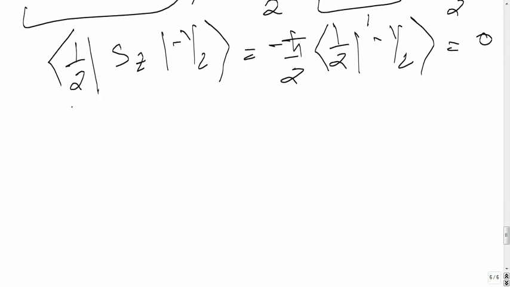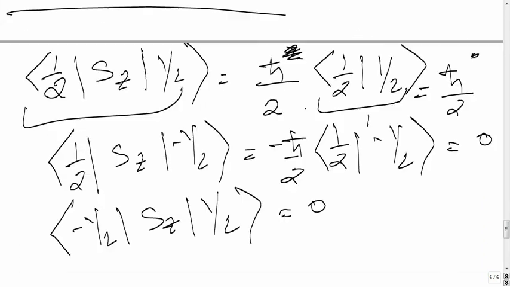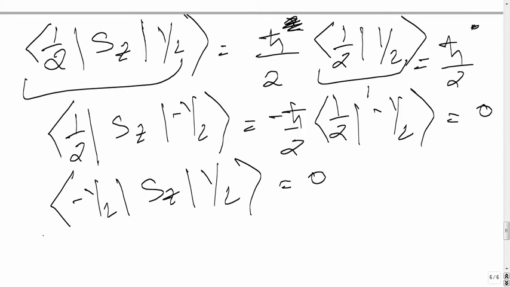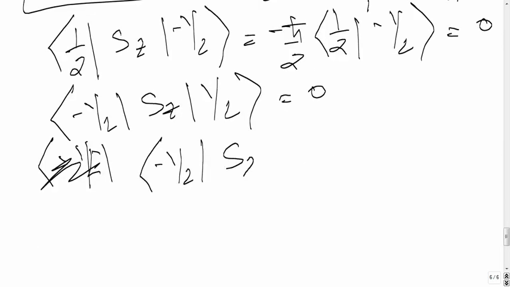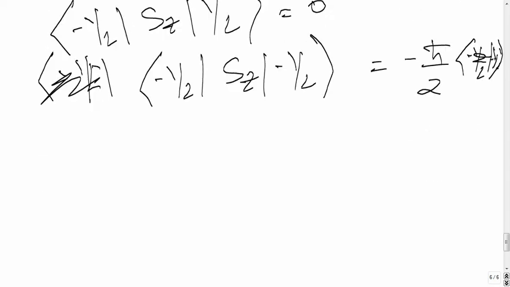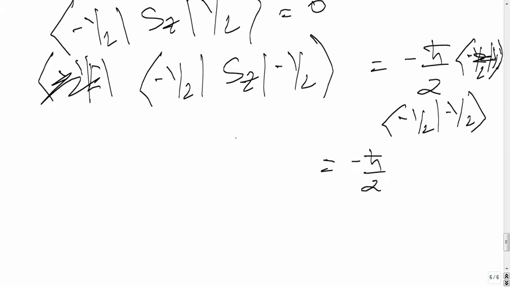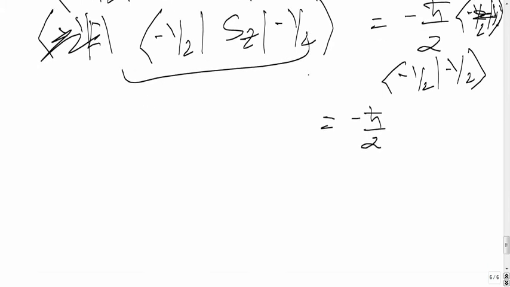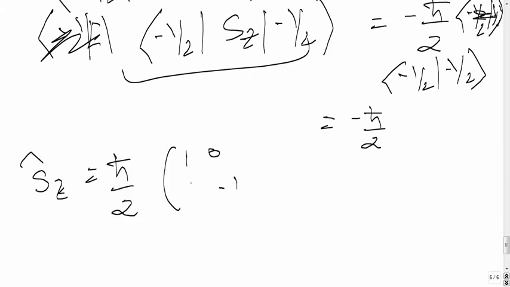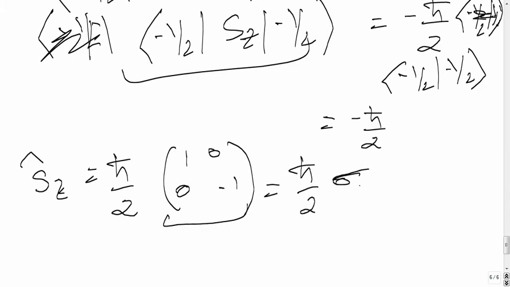Similarly, by the same argument, this element is also 0, and this last element would give us minus half, minus half, so minus ħ/2 would come out, and the inner product between minus half and minus half would give me 1. So ħ/2 times this matrix would be the matrix of S_z, given like this: 1, 0, 0, minus 1, and this matrix has a special notation: sigma sub z.